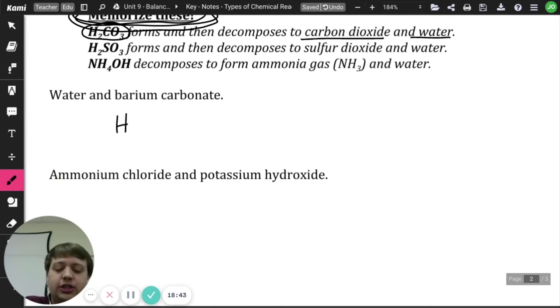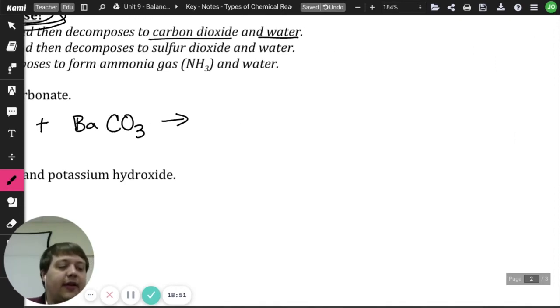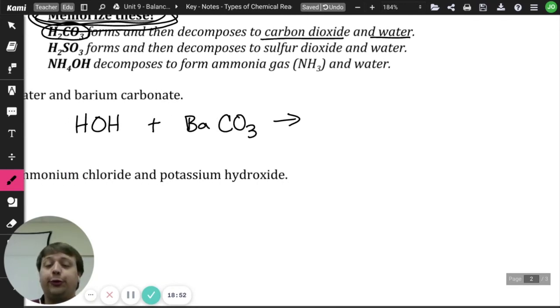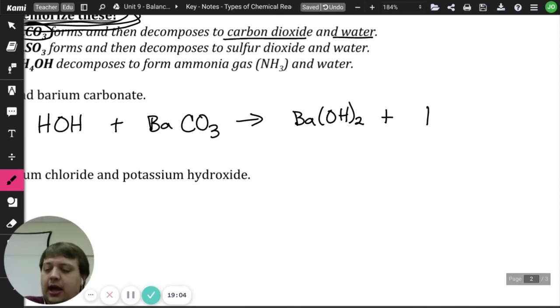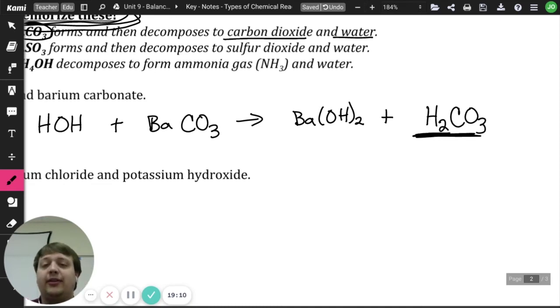Okay. So here I've got water and barium carbonate. So I've got HOH and barium carbonate, BaCO3. And then that is going to, first off, go through double replacement. So in double replacement, we do in with in and out with out. So I'm going to do Ba(OH)2 and H2CO3.